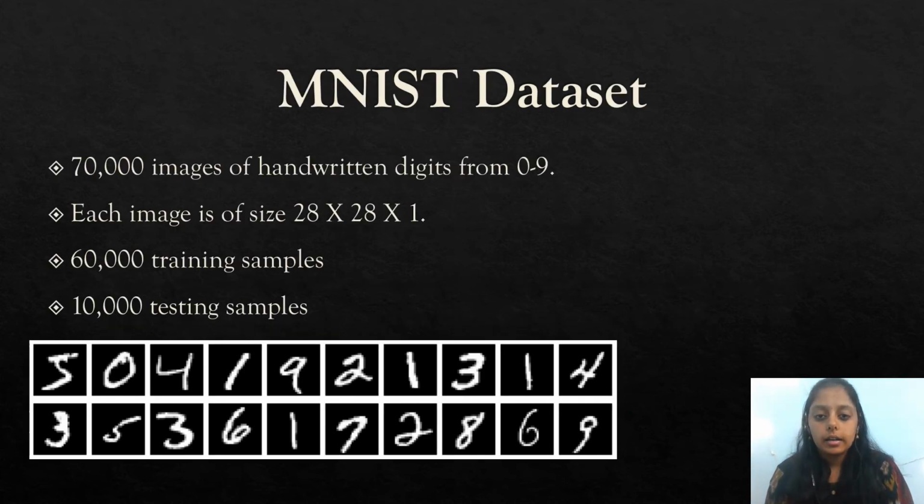This architecture can be applied to a dataset like the MNIST dataset, which contains 70,000 images of handwritten digits from 0 to 9, where each image is of size 28 by 28. Here we have 60,000 training samples and 10,000 testing samples. Here is an example of how the dataset looks.